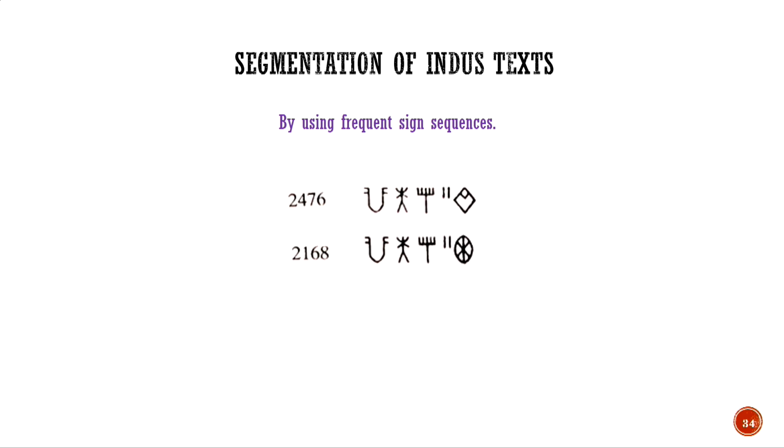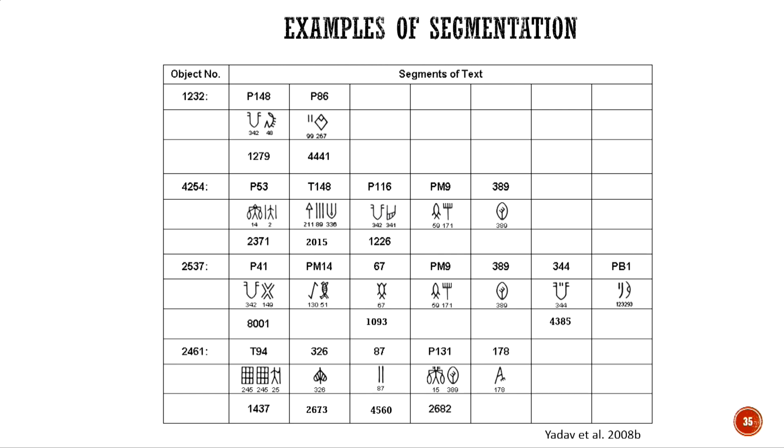If a pair of signs appears often, if those two signs have a high amount of affinity, that is a strong junction. And if a pair of signs appears very rarely, you can consider it a weaker junction, and you can break it over here. So we devised a segmentation scheme which took into consideration all these different aspects, and we segmented the entire corpus. These are some of the examples shown over here.